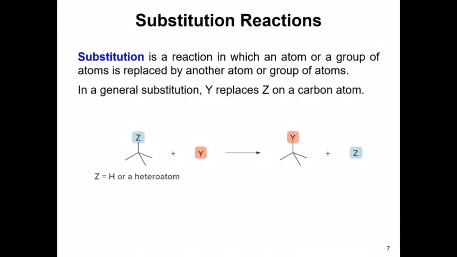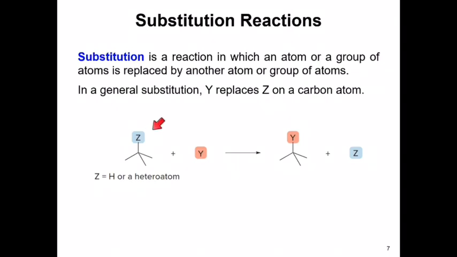So there are three general types of organic chemical reactions that you're going to learn in this chapter. There's substitution reaction, elimination reaction, and addition reaction. Substitution reaction is a reaction in which an atom or a group of atoms is replaced by another atom or a group of atoms. Here's an example.